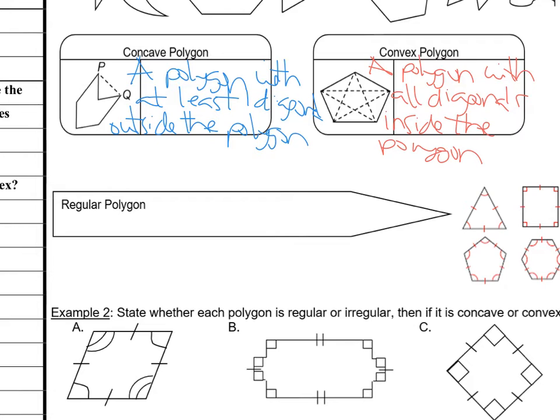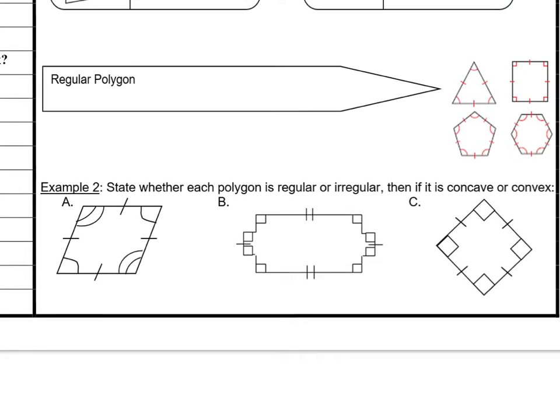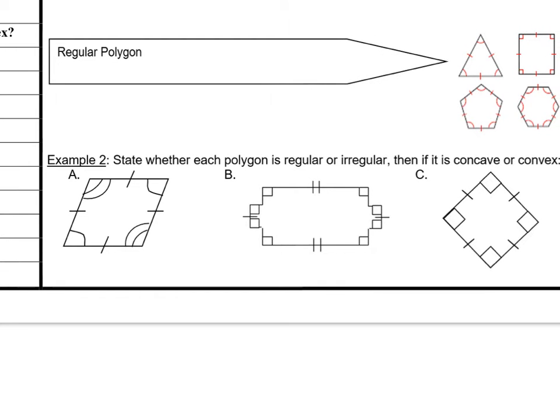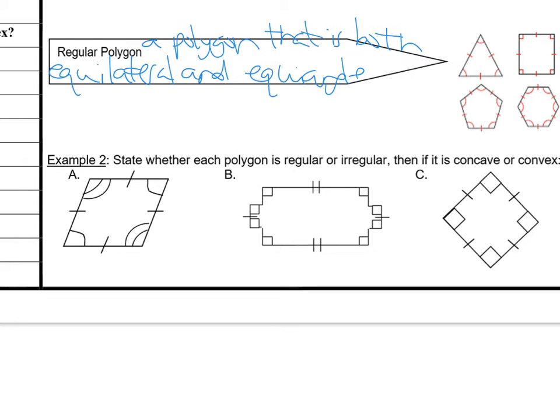Now we're going to look at the 4 examples of a regular polygon and create a definition. So a regular polygon is a polygon that is both equilateral. Recall, equilateral means that all sides are congruent, and equiangular. Remember, equiangular means all angles are congruent. So notice in the picture, the tick marks show that the sides are congruent, and the arc marks show that the angles are congruent. You should notice that all regular polygons are convex polygons.